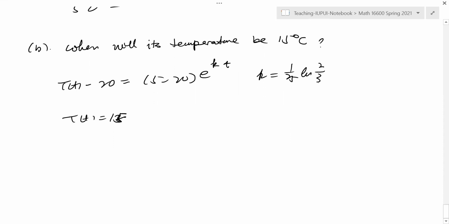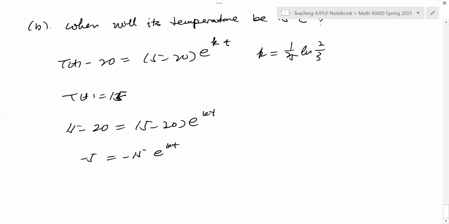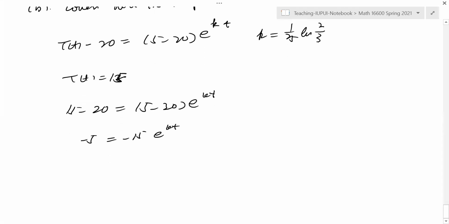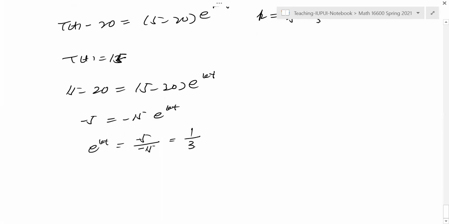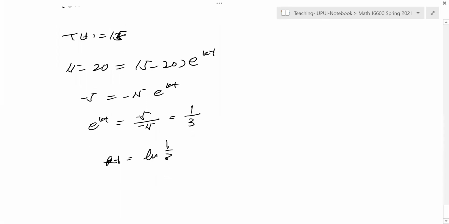So let's write this down. 15 minus 20 equals 5 minus 20 e to the kt. So negative 5 equals negative 15 e to the kt. Not too bad. You simplify it, and e to the kt equals 5 over 15, which is 1 over 3. Then you take the natural log: kt equals natural log of 1 over 3.